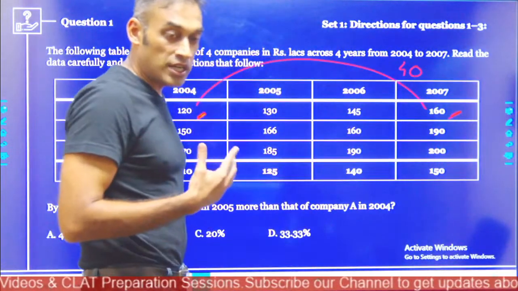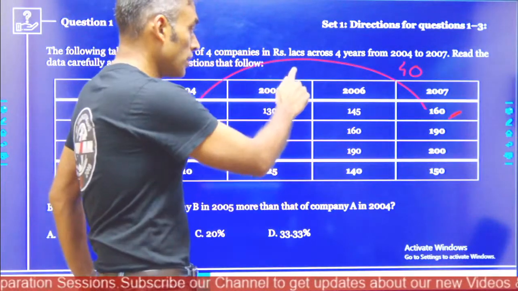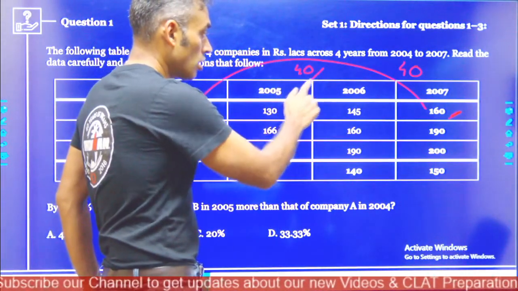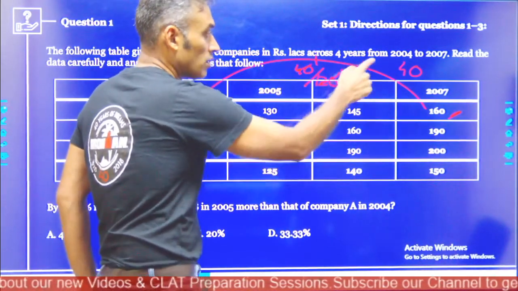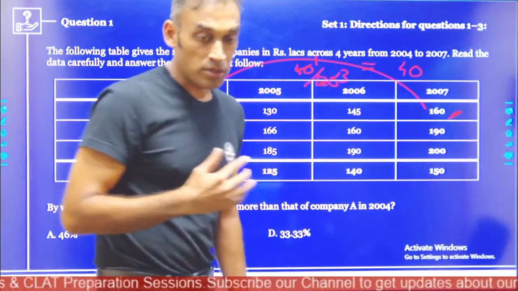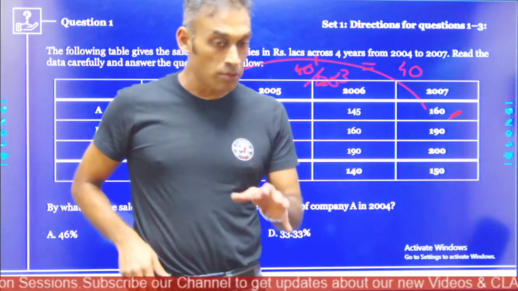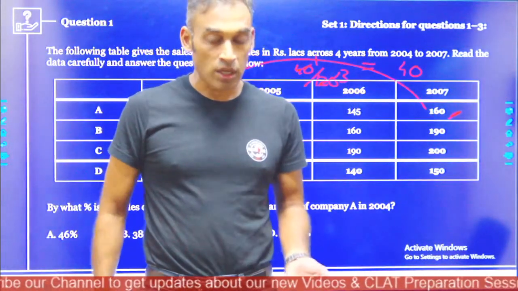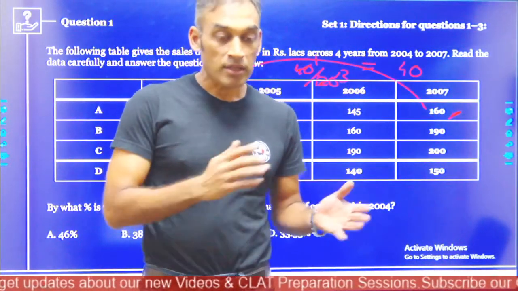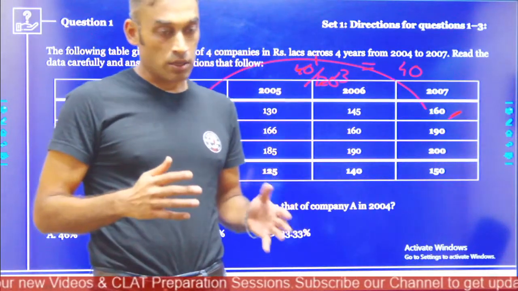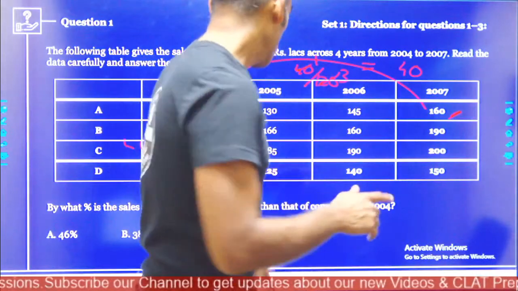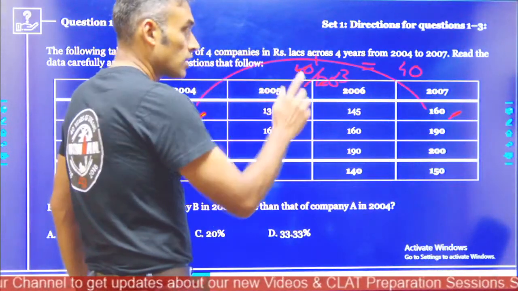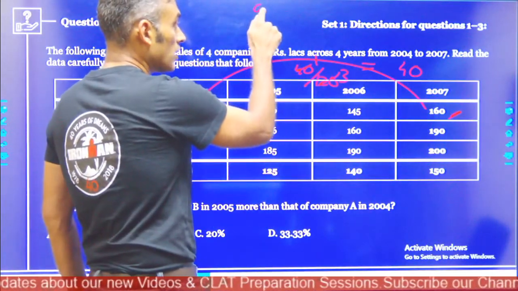What is the growth percentage here? The growth percentage would be 40 upon 120. So that's 1 by 3. So 1 by 3 is nothing but 33.33%. So you need to get comfortable with ratios. So the moment I say 1 by 3, you don't have to write 1 by 3 into 100, making it 33.33%, right? So just understand one thing, that what we are going to deal with here is growth.